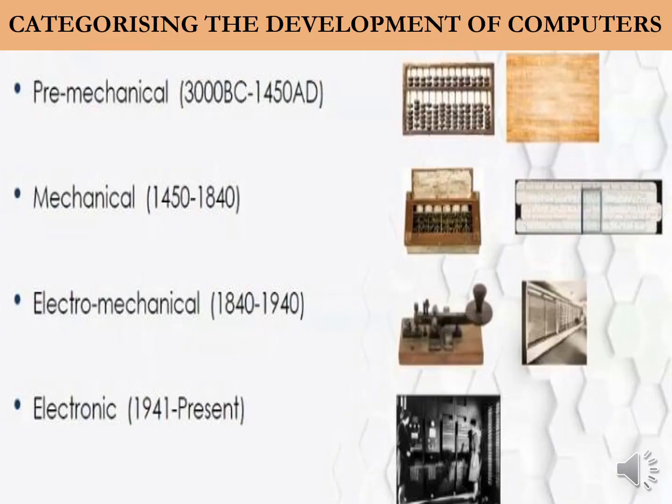The development of computers is further categorized into four phases. One, the pre-mechanical phase, which lasted between the years 3000 BC to 1450 AD. Second was the mechanical phase, which lasted between the years 1450 to 1840s. Third was the electromechanical phase, which lasted between the years 1840 to 1940. And finally, the electronic phase. This phase involves the computers that we are presently using and started from approximately 1941.